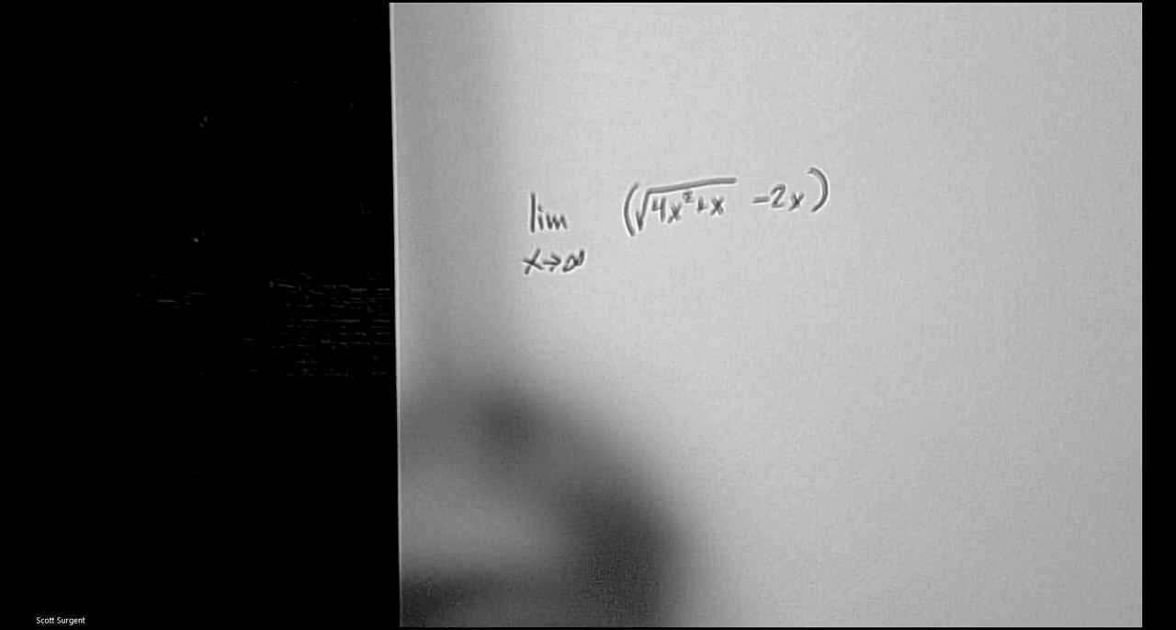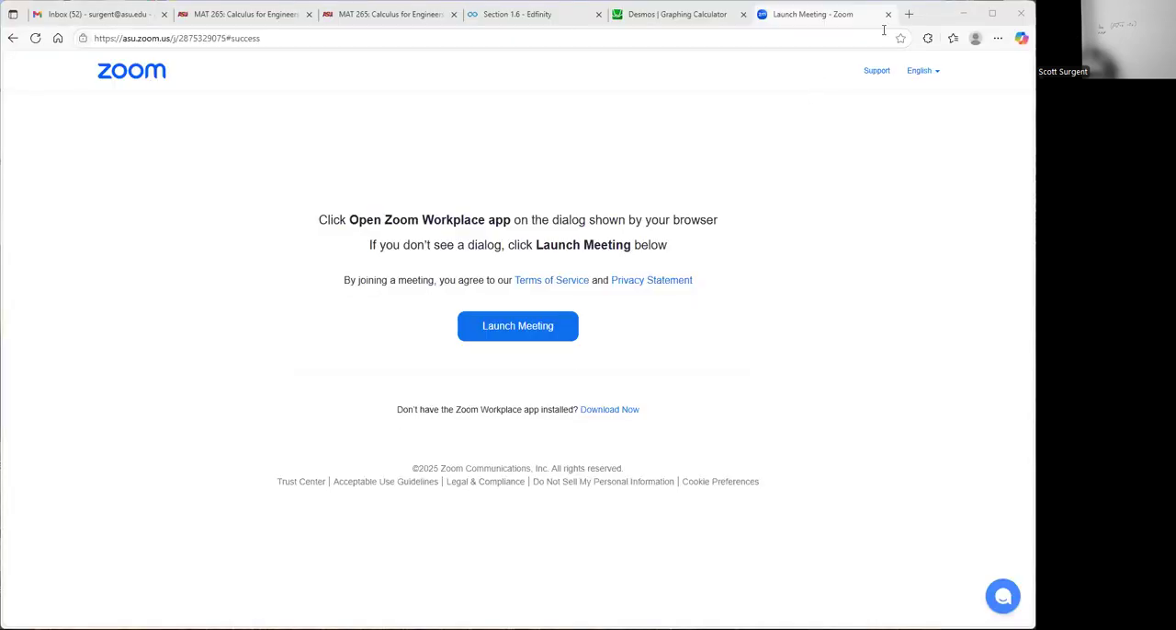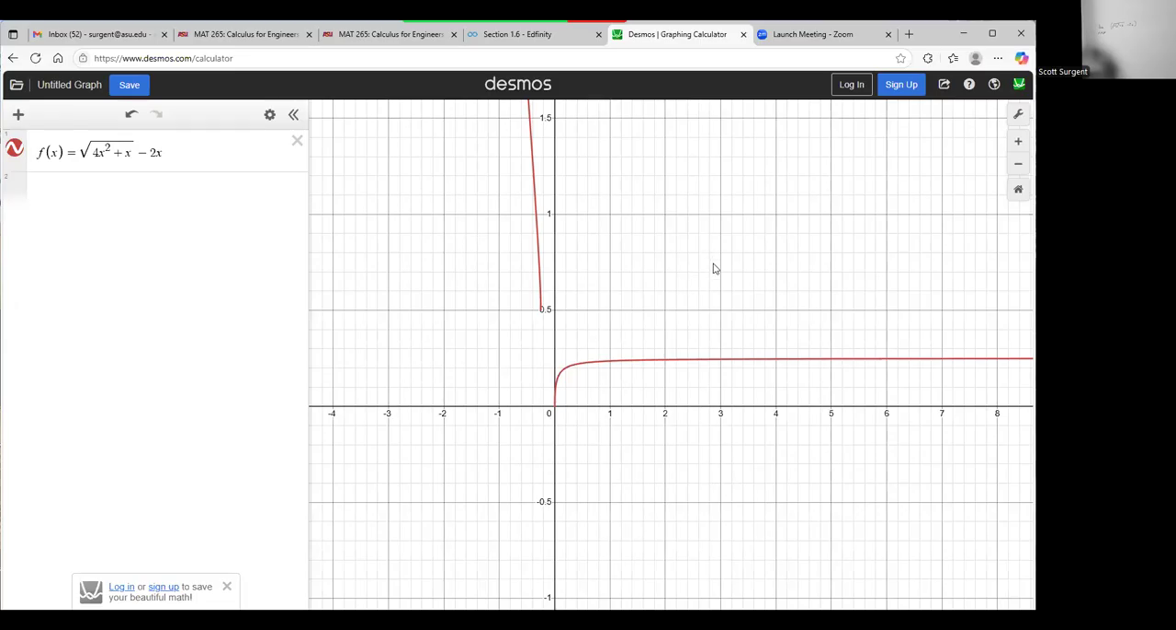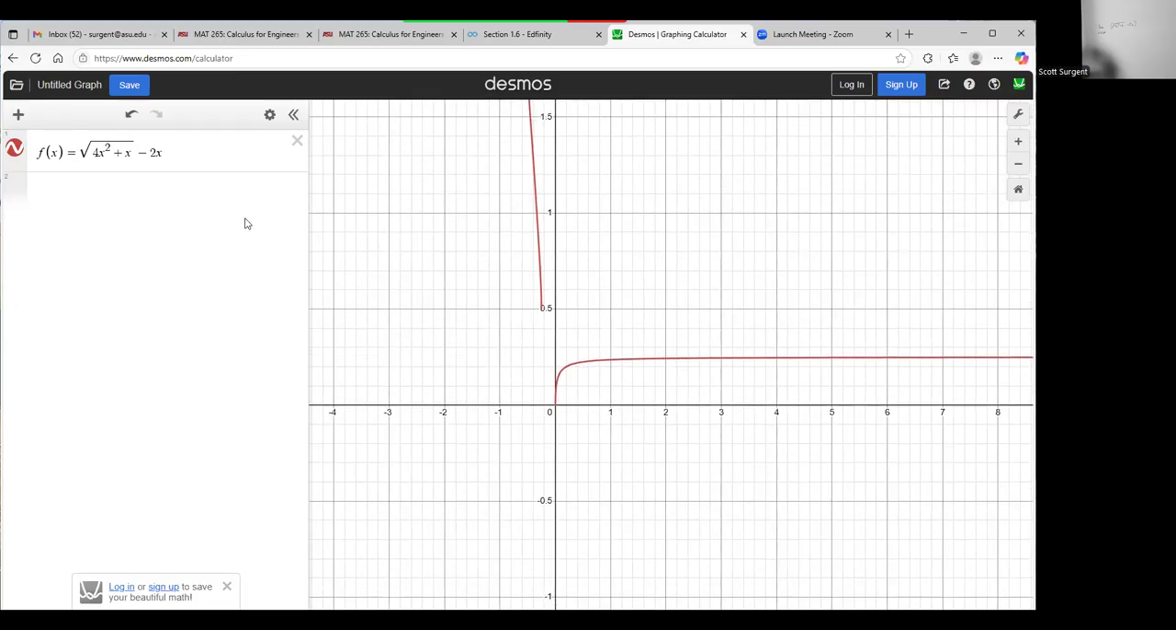I'm going to go to Desmos. Give me a moment here and I shall share that with you. There it is. Okay. And so I typed the function into the input area, and you'll notice that it looks like this.